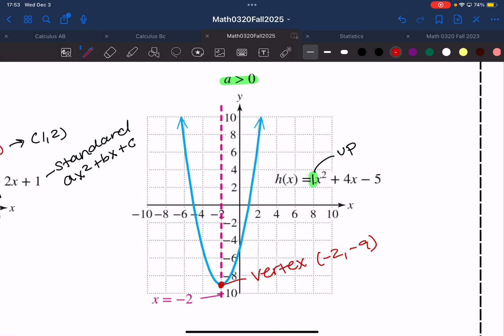That is why our axis of symmetry is x equals -2, because it's always the x value of the vertex. So again, this is the axis of symmetry. We have the vertex. We labeled a, and that's why it's facing up. And then the last thing, would this vertex be a maximum or a minimum? Minimum, because it's on the bottom.